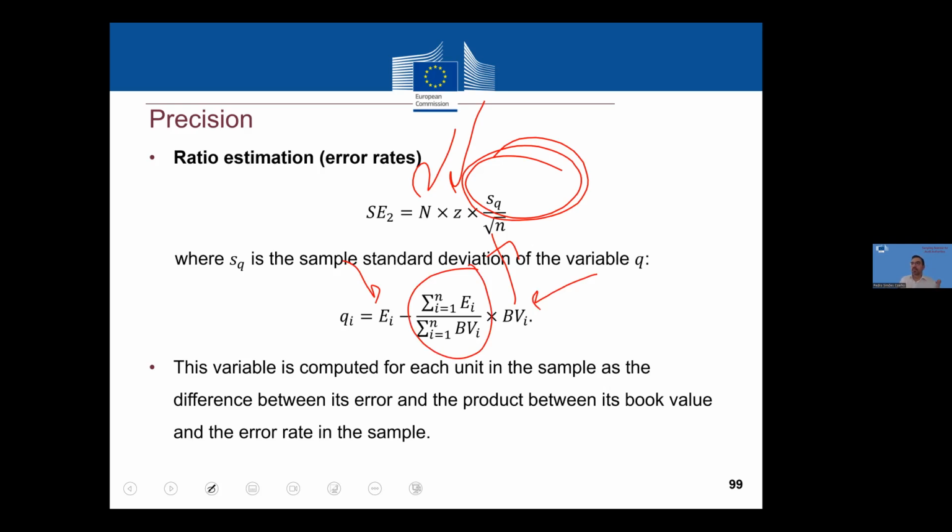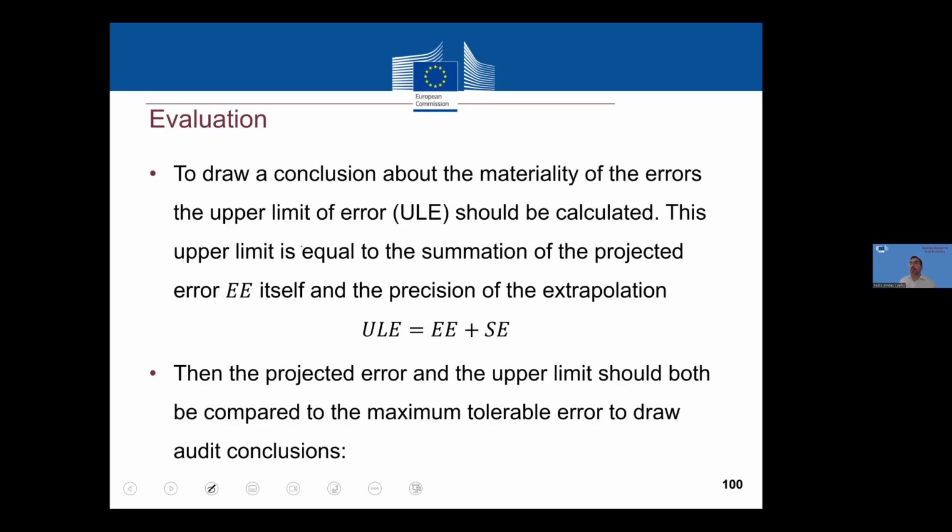Let's say for this seminar, it does not matter the reason for this. We just know that if you calculate these Q values, which are the transformed errors, and then we calculate the standard deviation of these Q values, I can get the precision for ratio estimation. At the end, what happens? I have the projected error and the precision. And for any sampling method, the idea is exactly the same. If I sum the projected error and the precision, I get the upper error limit. It's always the same thing.